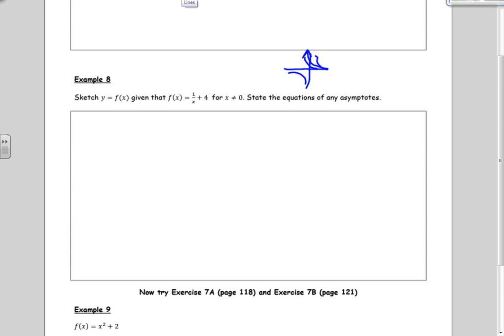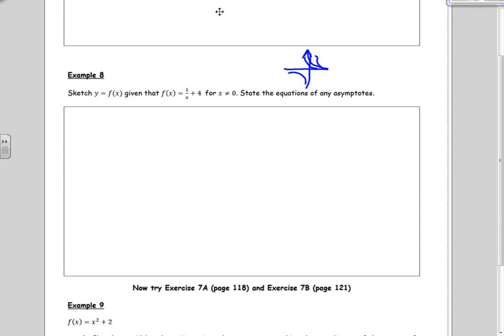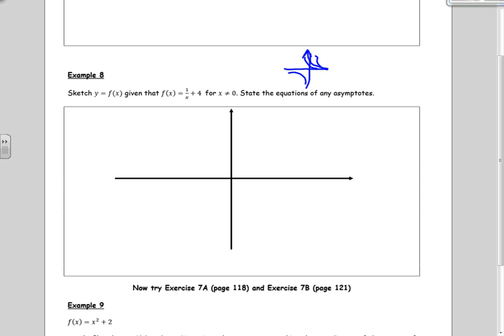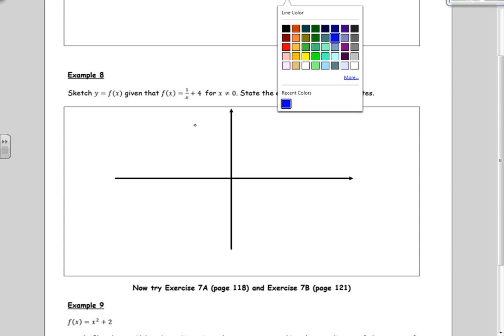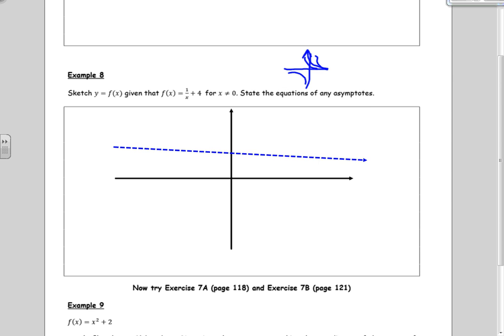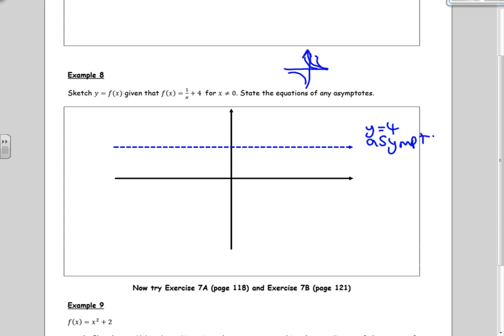So the first thing I'm going to do is draw my axes. And then I'm going to put my asymptote in, which is going to be, say, here, which will be at y equals 4. And that is an asymptote, because we're asked to state where the asymptotes are.